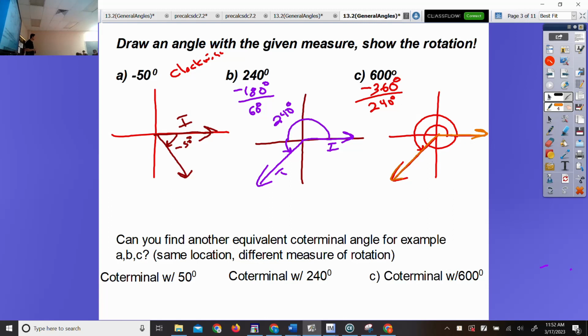They look the same when you think about where they start and where they stop, don't they? That's a concept called coterminality. Coterminal. You'll see that down here. Can you find another equivalent coterminal? Coterminal means same terminal side.